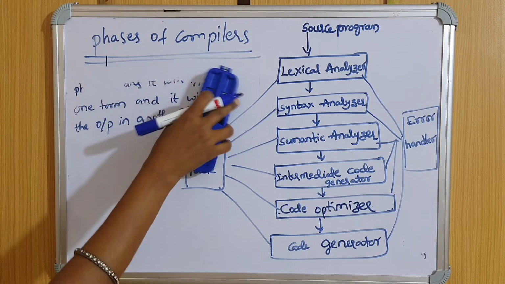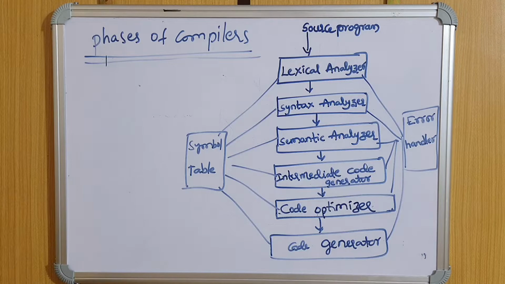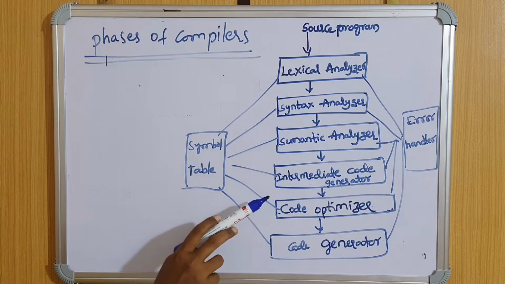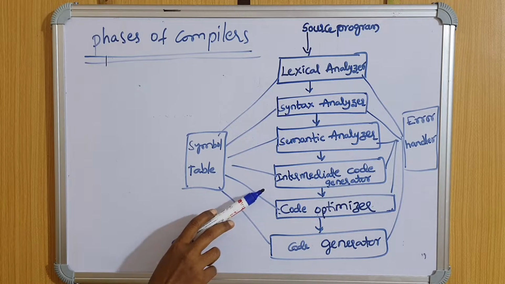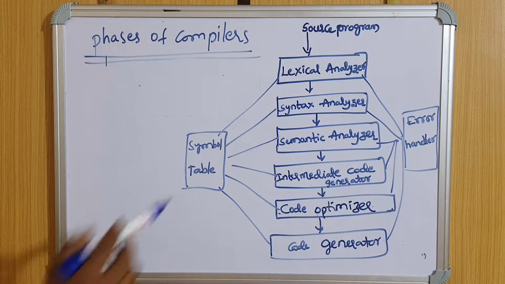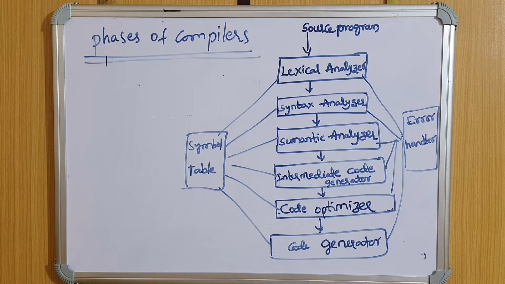And then we have 6 phases of compilers. Coming to the first one is lexical analyzer, second phase is syntax analyzer, third phase is semantic analyzer, fourth one is intermediate code generator, fifth one is code optimizer, and the last one is code generator. Okay, so these 6 phases are connected with the symbol table and error handler.